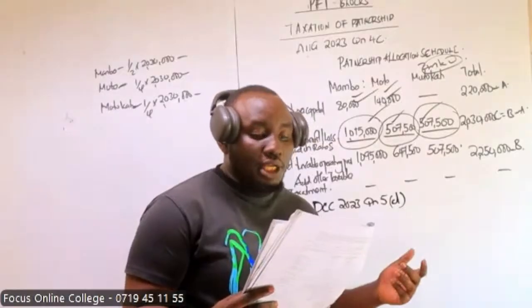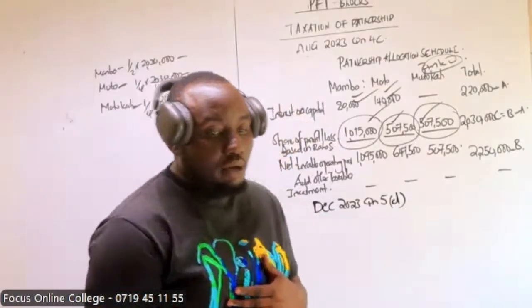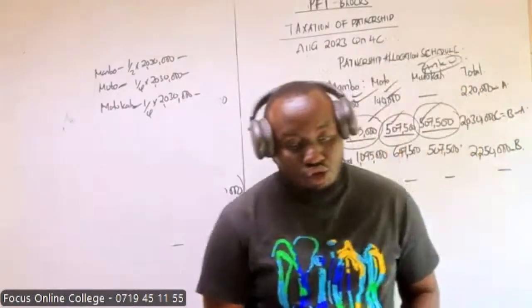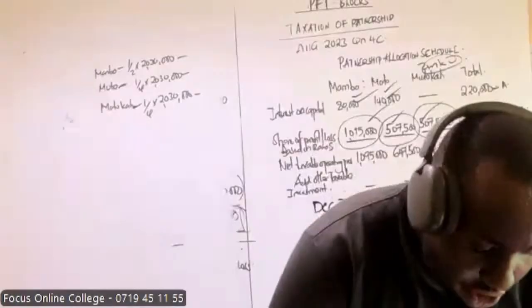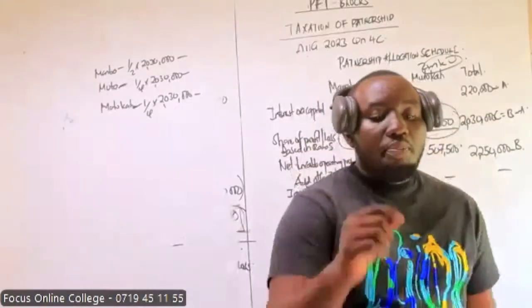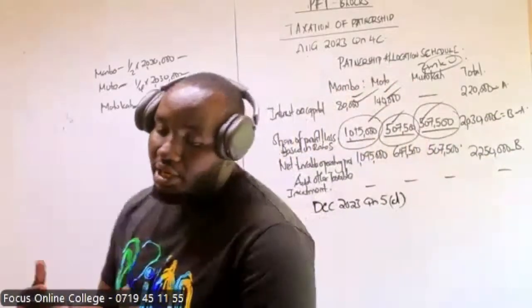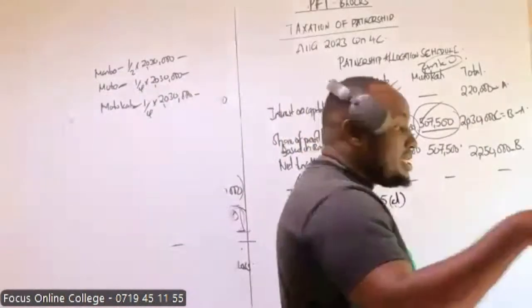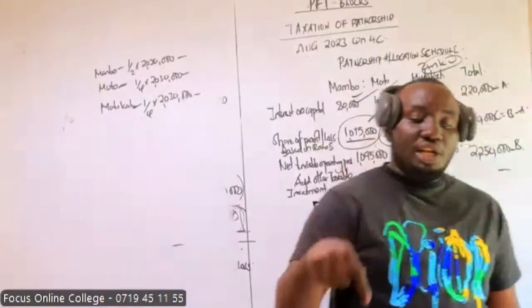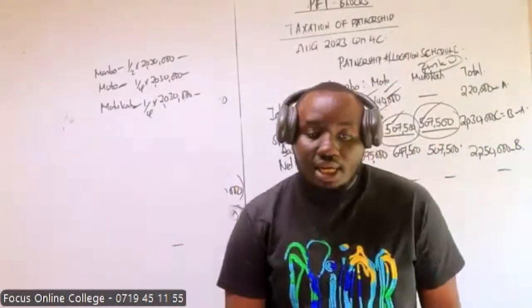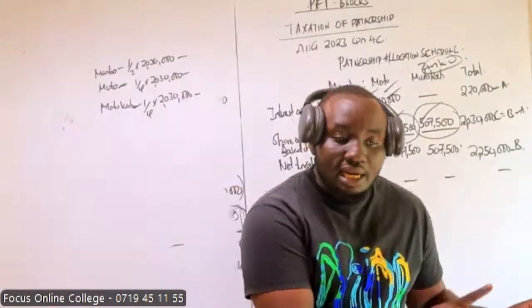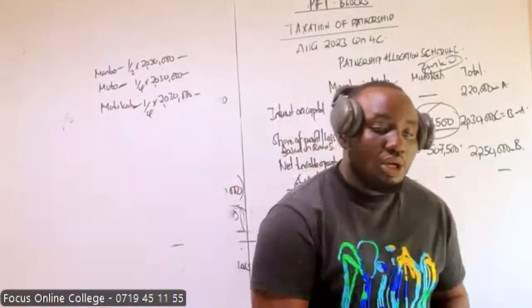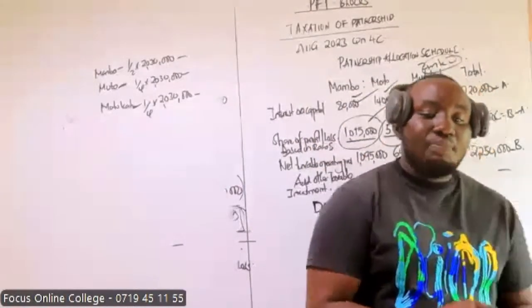Then you have gift to employees. So we had repairs of machinery. Repairs of machinery is different from purchase of machinery. Repairs of machinery, Betty, that should be allowable expense. There's a difference. Repair of machinery is a revenue expense, which is allowable, but purchase of machinery is a capital expenditure.